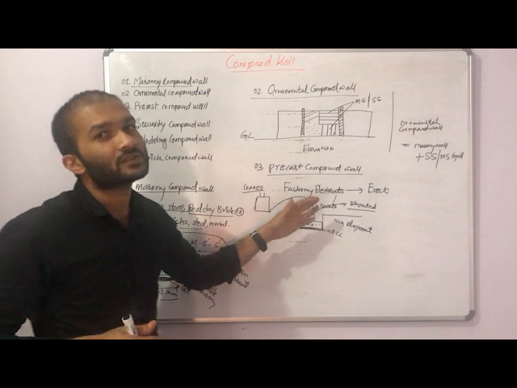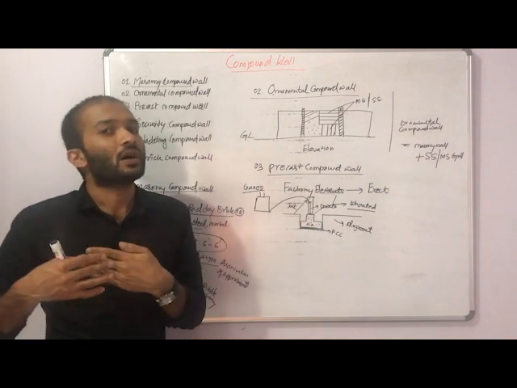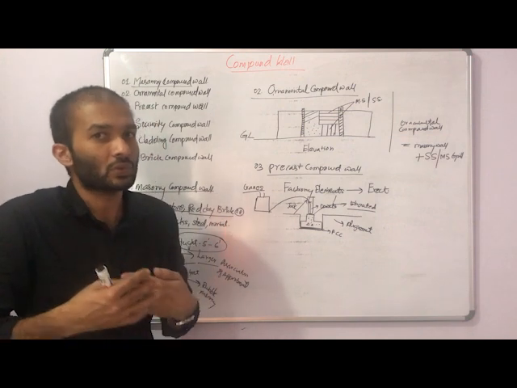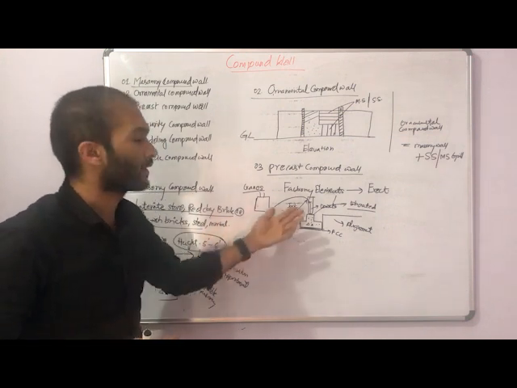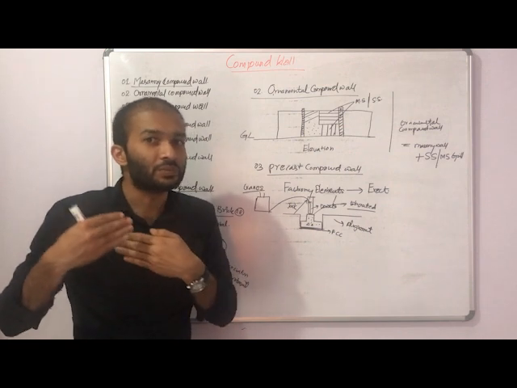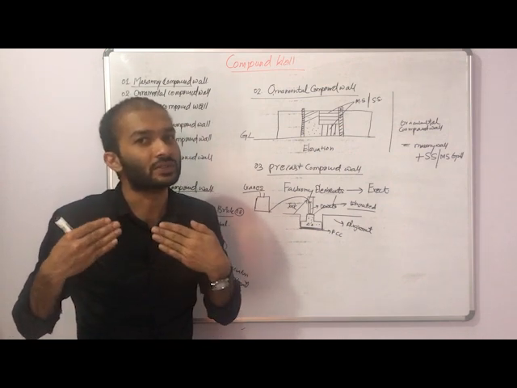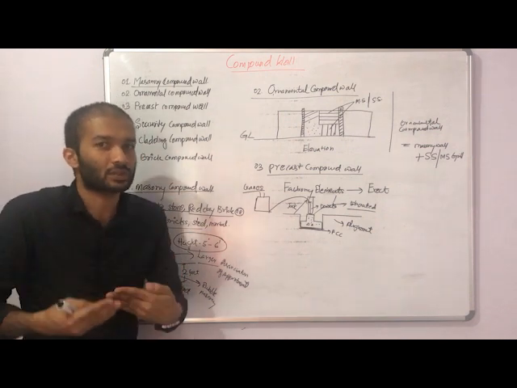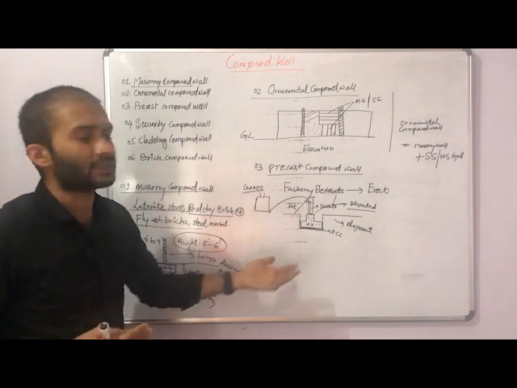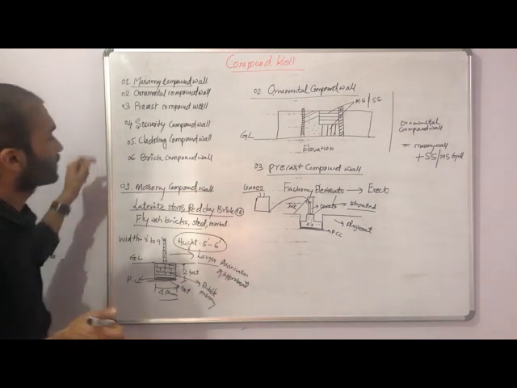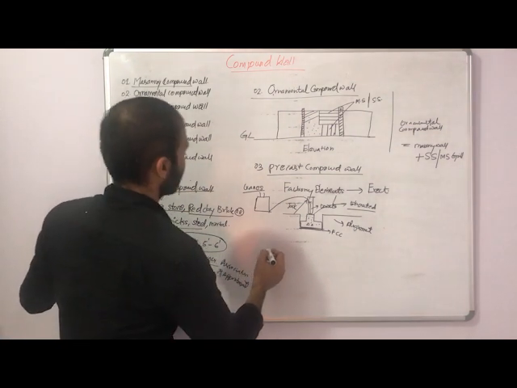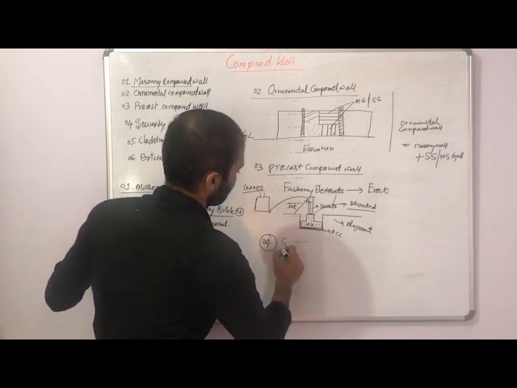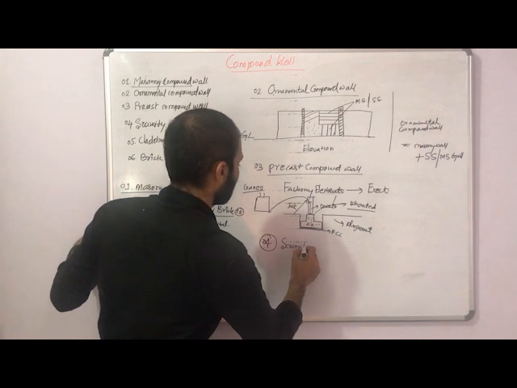The major advantage of the precast compound wall is that it saves your time and the manpower you would use on site, because it's factory made. It gives a better quality of product, and more cost and time get saved here. The next, the fourth one we are looking at, is the security compound wall, correct?